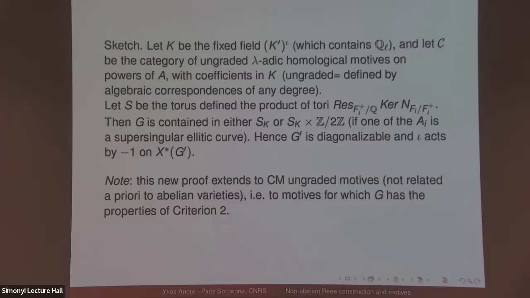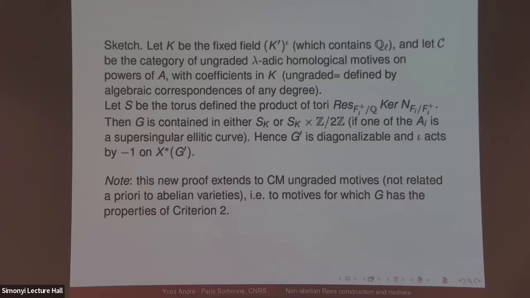And so in particular, I have the n-adic realization, which comes from K, even comes from Q_l. And so I consider for C, not exactly as before a category of pure motifs, but the ungraded version, which means that I consider correspondences of any degree. So I identify the Tate unit.